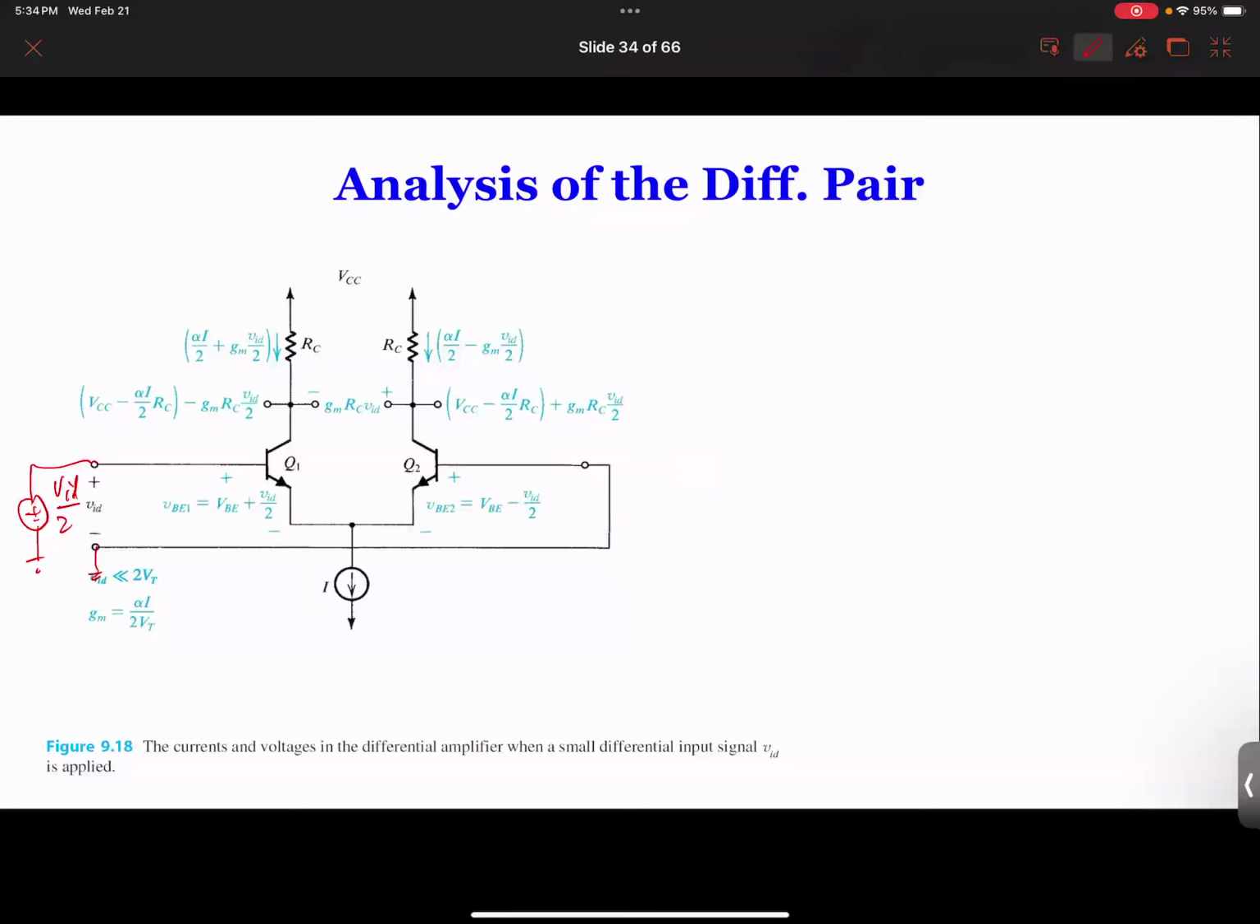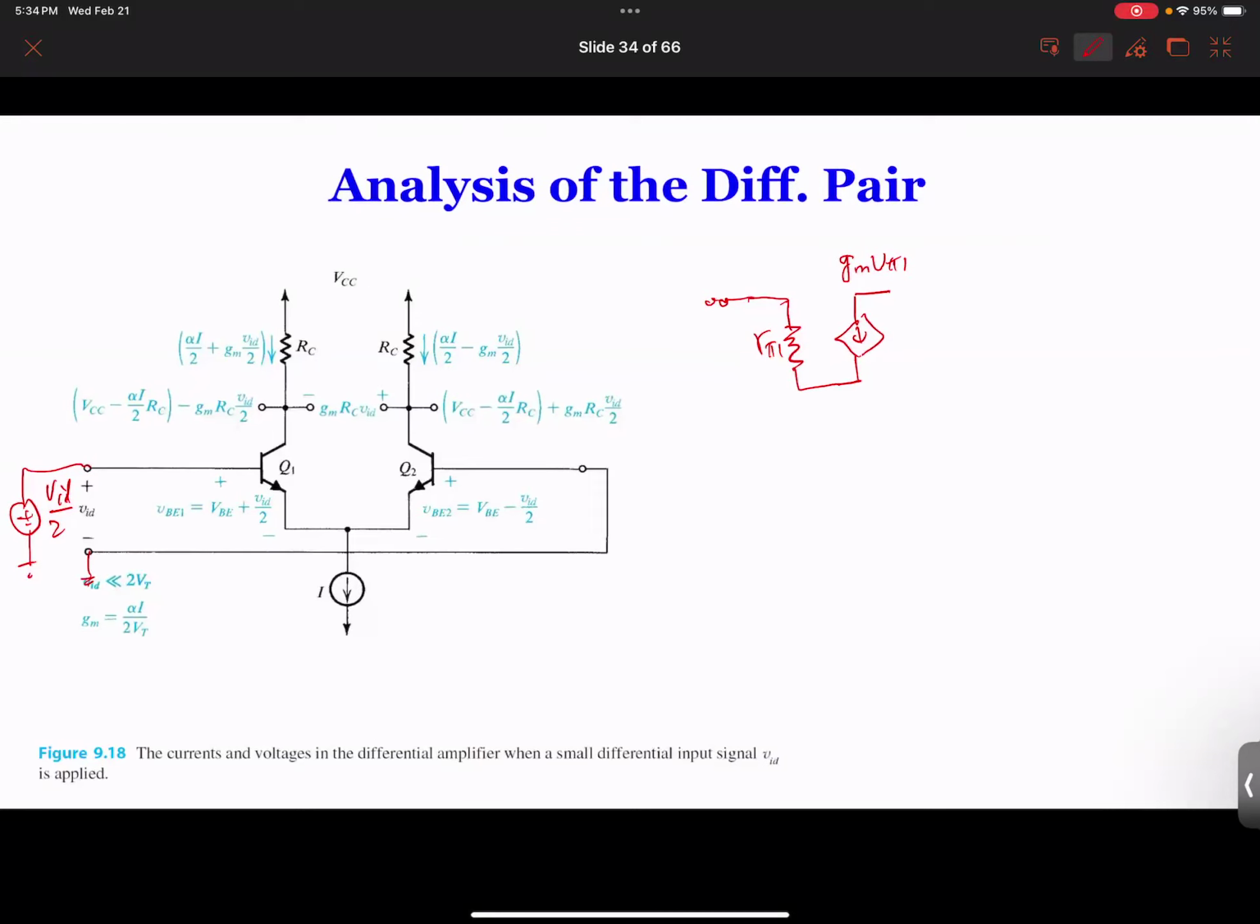So for Q1, we have the gm vπ1, and this is here. Okay, so we got a Q1 equivalent circuit. Over here, you could also draw ro, but this is something that we will add later on, but we can neglect it for now.